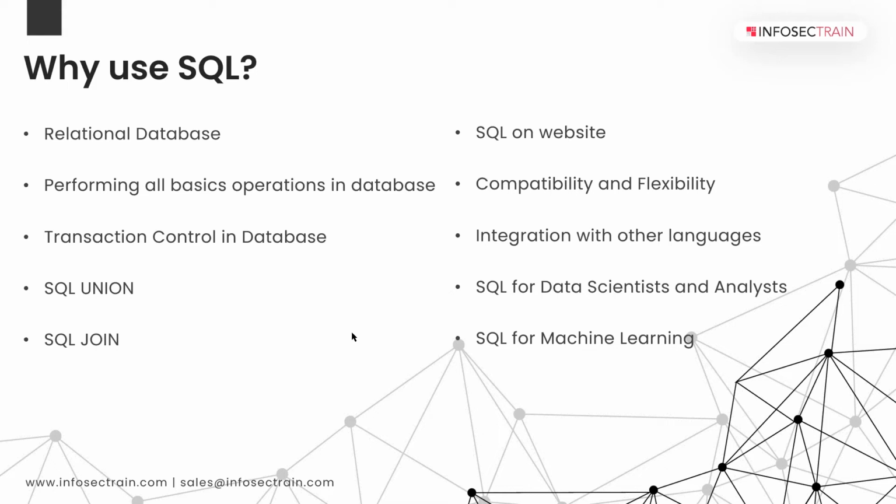Then we have the fifth use case, the SQL join. The SQL join statement helps to join two or more tables in order to retrieve information from multiple tables. Join is used mostly because in a database we may have two or more tables. Like in the employees database, we have approximately nine or ten tables.